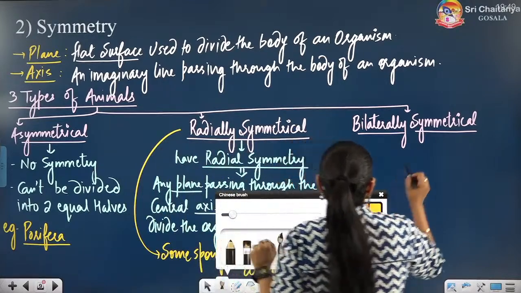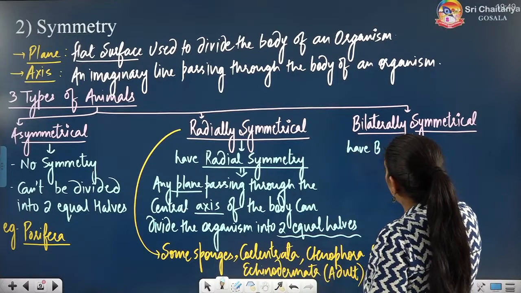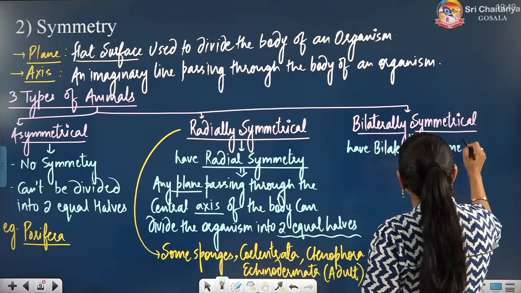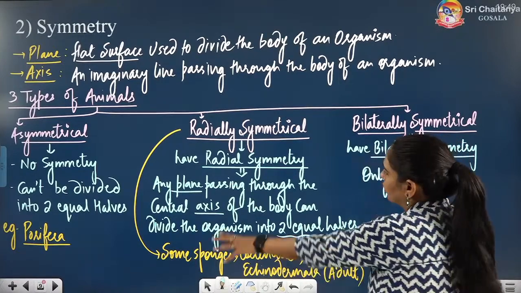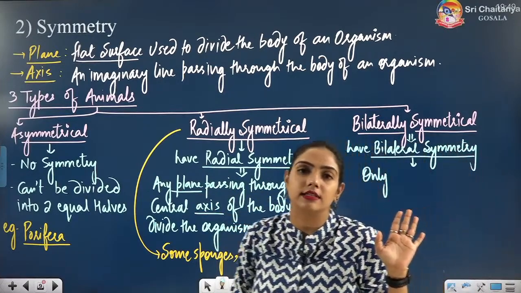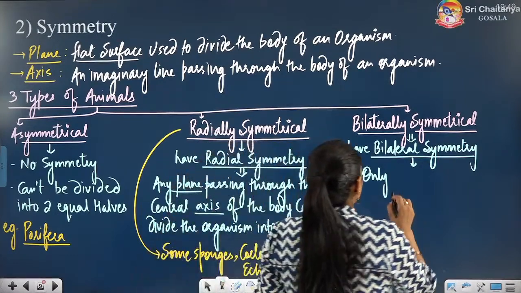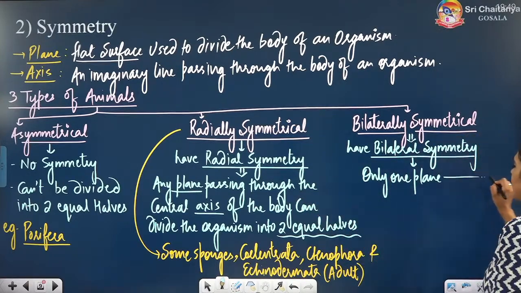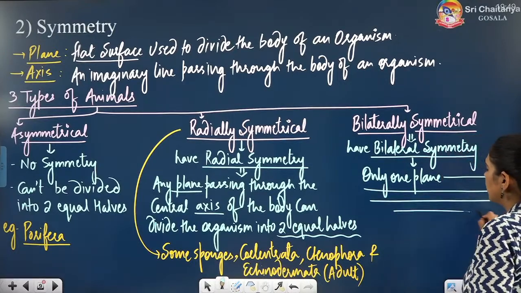Then if we talk about the bilaterally symmetrical animals, they have bilateral symmetry. How will we define bilateral symmetry? Only one plane can divide the body into two equal parts. That one plane should pass through the center of the body. This is the condition. Only one plane passing through the central axis of the body can divide the organism into two equal halves.